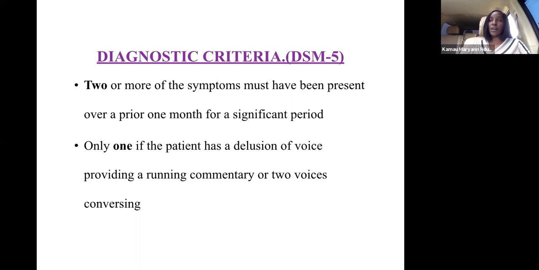So how do we diagnose, how do you know a person has schizophrenia? We use a criteria called the DSM-5, which we will see later on in this presentation. Two or more symptoms must have been present over the prior month for a significant period, either positive or negative. You might have hallucinations, delusions, disorganized thoughts, or disorganized speech, or a patient may have only one symptom if it is delusion or two voices conversing. Most patients say they're hearing voices. If the patient is hearing voices, then they are diagnosed as having schizophrenia.